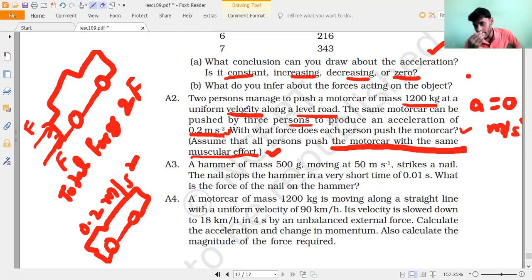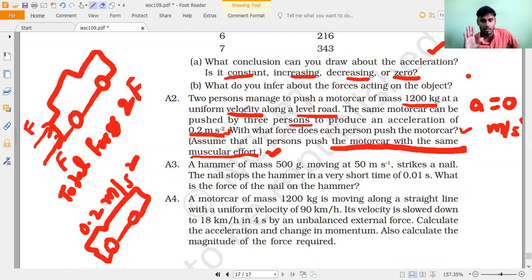Now tell me, if you want to increase the acceleration, we need to apply more force than the frictional force. Yes or no? Will you accept it? Yes, sir. So now, the same motor car, they are trying to push with three persons. First, two persons pushed to keep uniform velocity, meaning no acceleration is created.